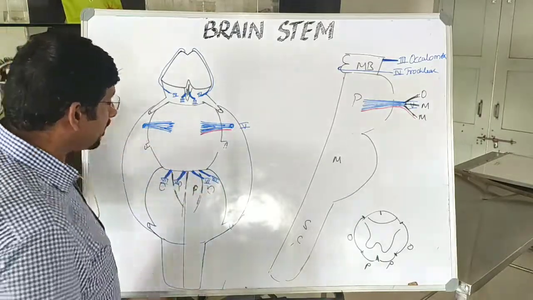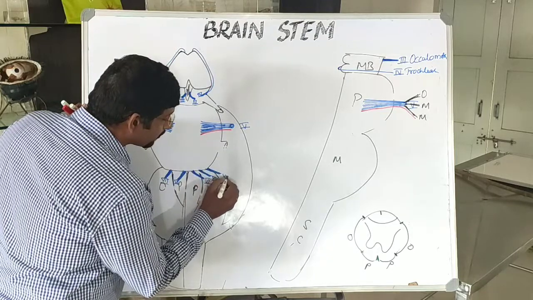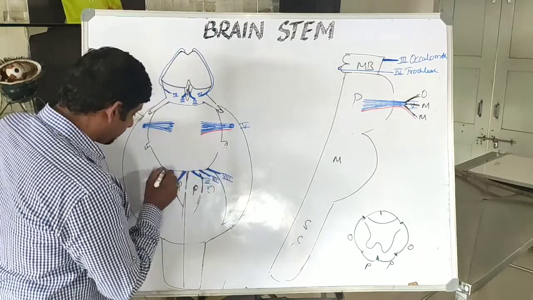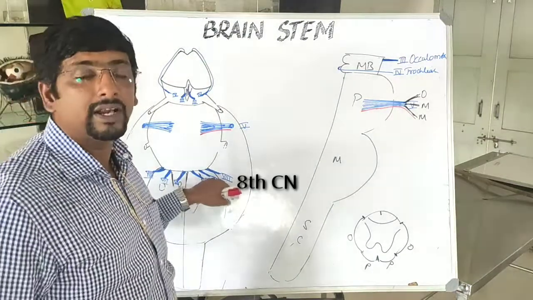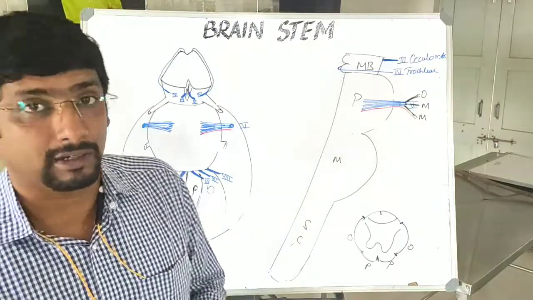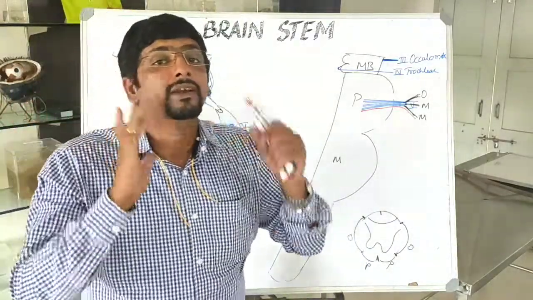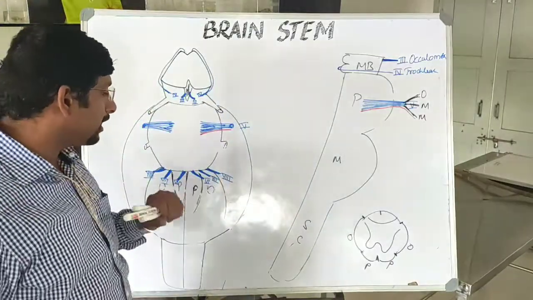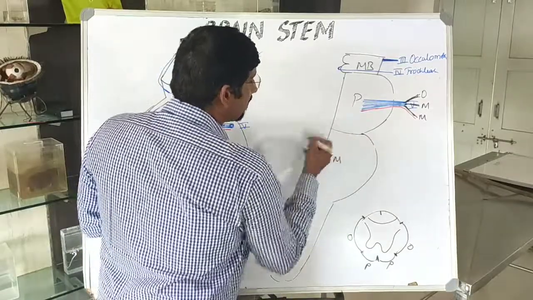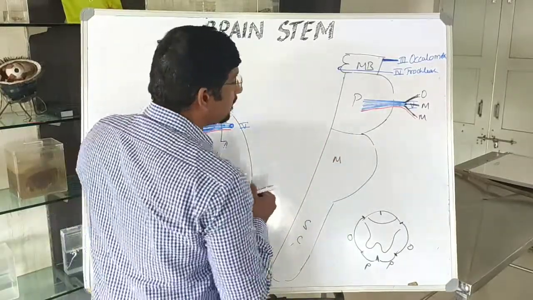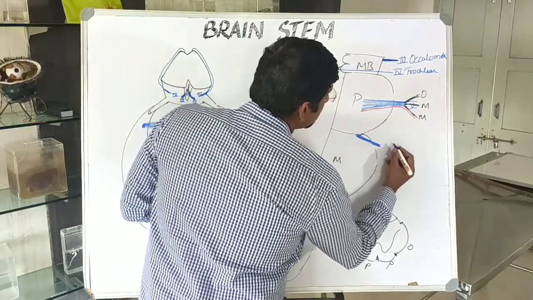The eighth cranial nerve arises here. What is the eighth cranial nerve? The eighth is the vestibulocochlear nerve, related to balance of the body and hearing. That cranial nerve arises in between the pons and medulla, at the pontomedullary junction.